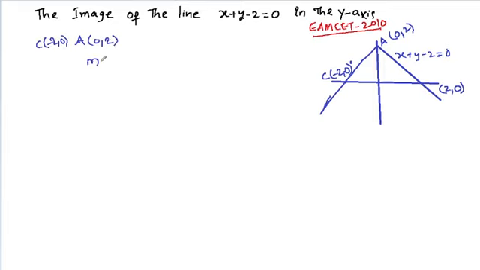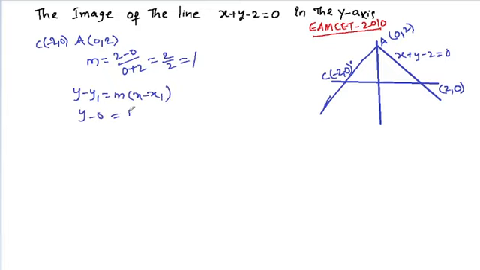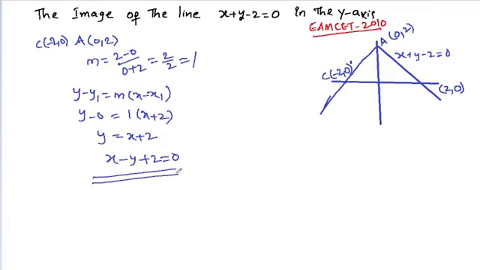So slope m is equal to 2 minus 0 by 0 plus 2, that is equal to 2 by 2, is equal to 1. Therefore, the equation of the line is y minus y1 is equal to m of x minus x1. Y minus y1, that is 0, is equal to 1 into x plus 2. Therefore, y is equal to x plus 2. So the line is x minus y plus 2 is equal to 0. This is the image of the given line in the y-axis.